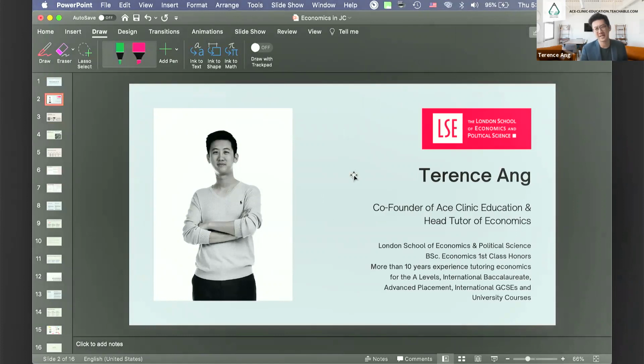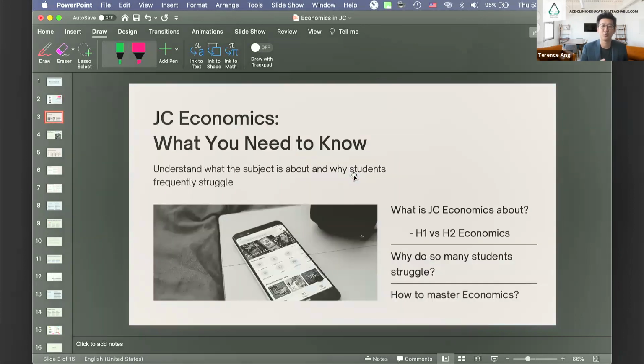So I've spent more than 10 years teaching students economics across A levels, which is our main focus, but also across the IB, advanced placement, and IGCSEs. And today I hope to share with you some of the key insights that we have gained from our A level students and what it takes to do well in the subject.